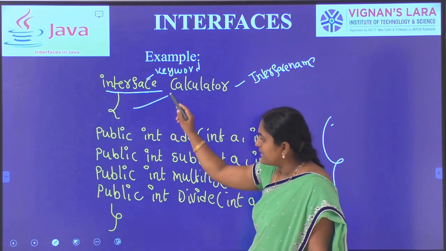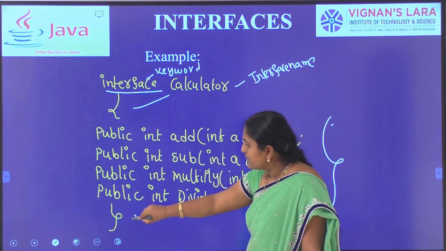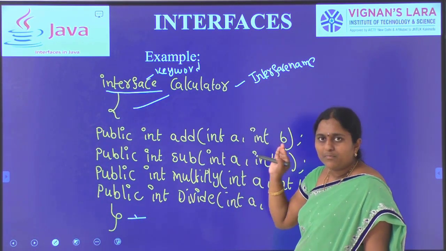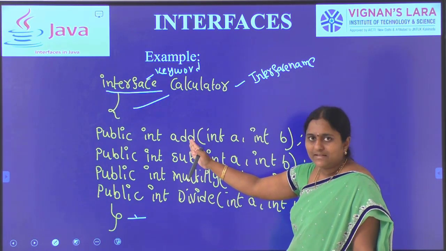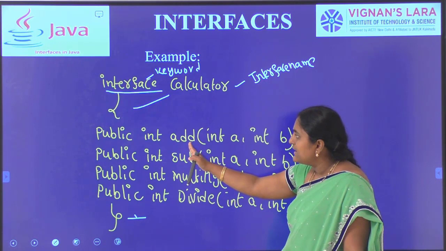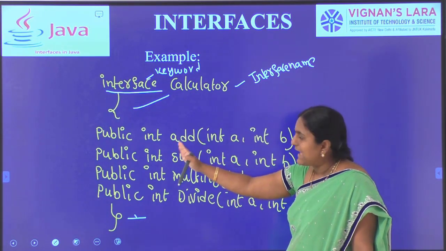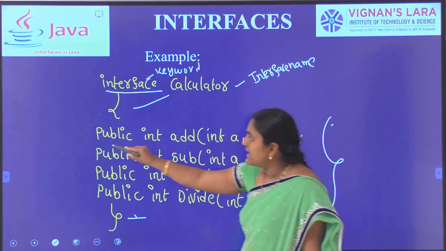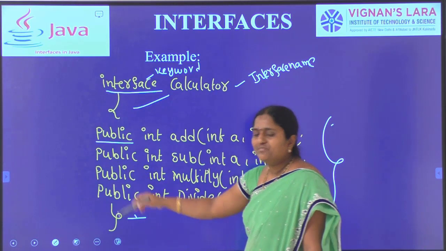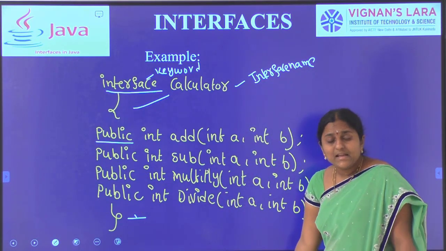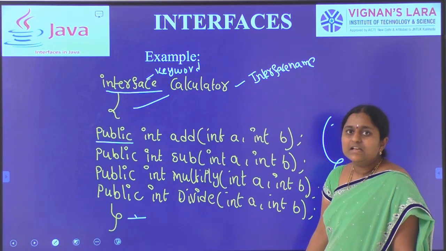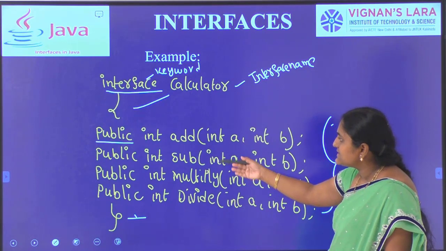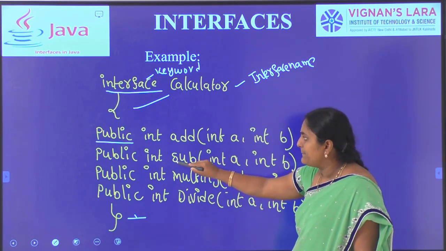Here we have to open the curly brace, and at the end of the program, we close the curly brace. In this one, I am declaring four methods. The add method has been declared. Add is of integer data type. It has two arguments, a and b, of type int. Every method declared within the interface should have the public access specifier. Public is mandatory.